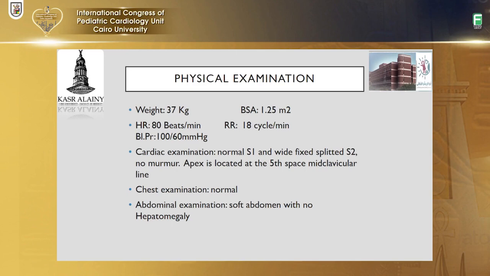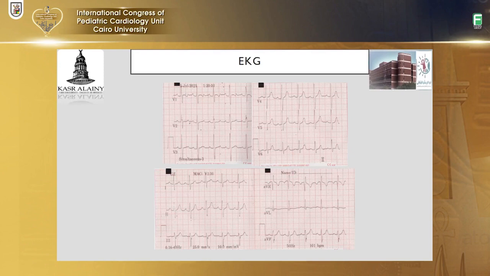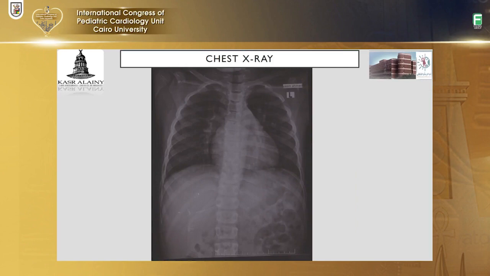There is no hepatomegaly. Here we will present the ECG of the patient. The ECG is sinus with average heart rate around 90, normal axis. There is normal PR interval, no prolongation of the PR interval or the QRS, no bundle branch block. There is RV hypertrophy. Chest X-ray: normal CT ratio, and there is no lung plethora.